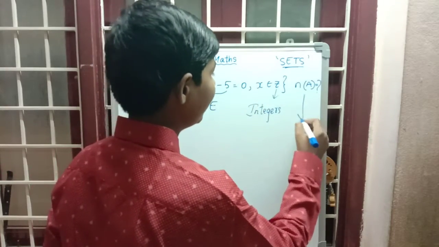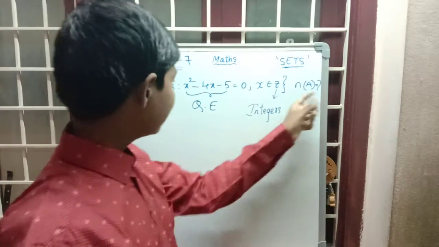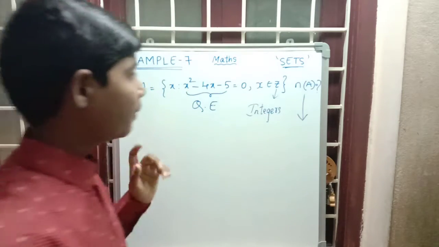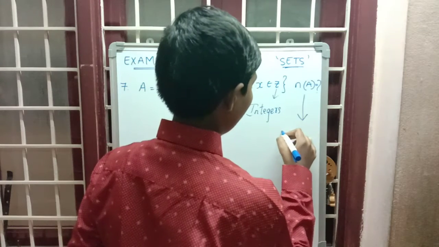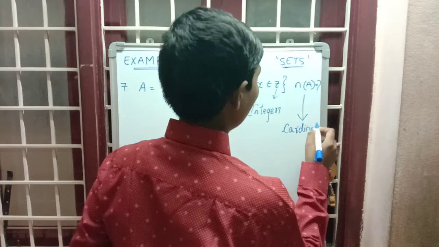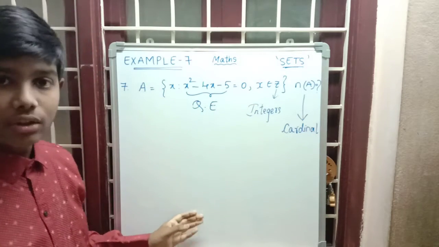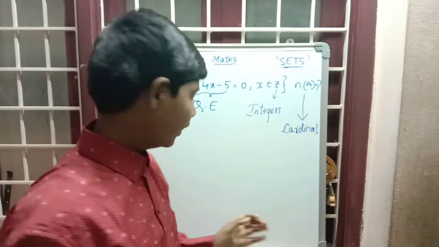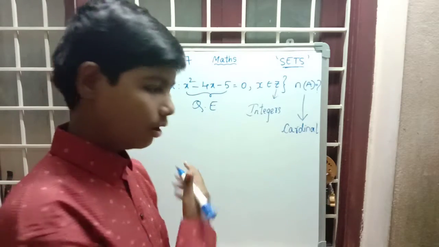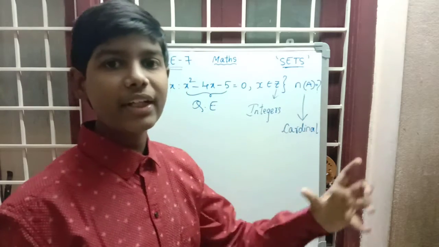What we have to find? n of A. n of A means how many elements are present in the given set A. n here means the cardinal number. Cardinal number means how many elements we get in set A. n of A means how many elements are there in it.